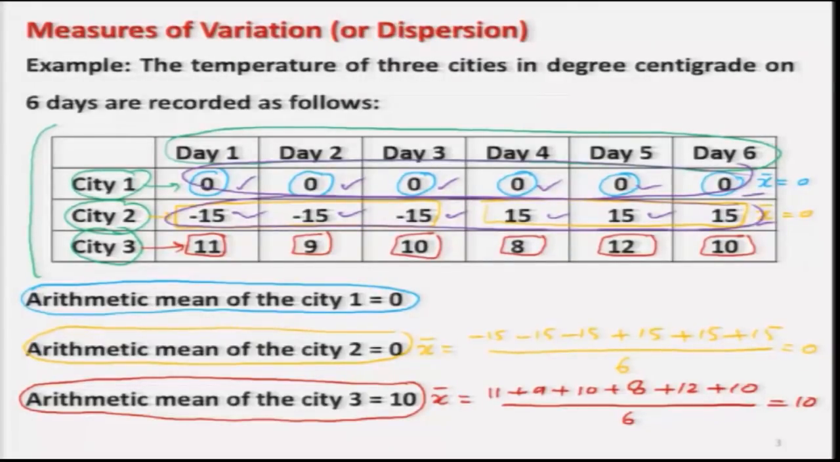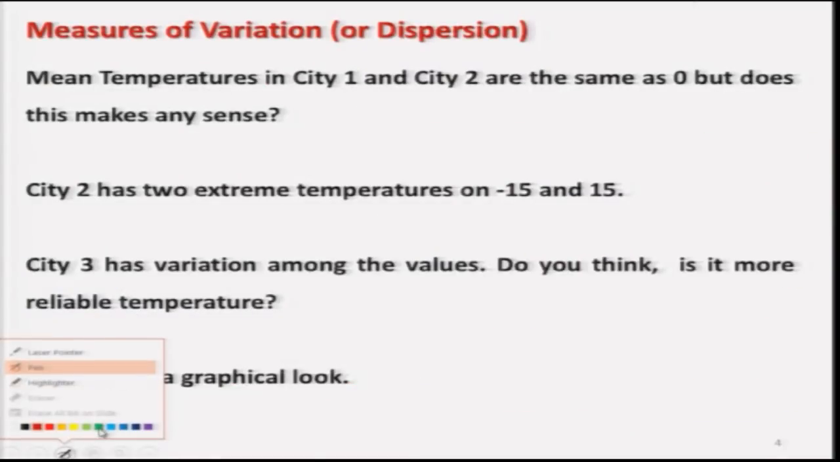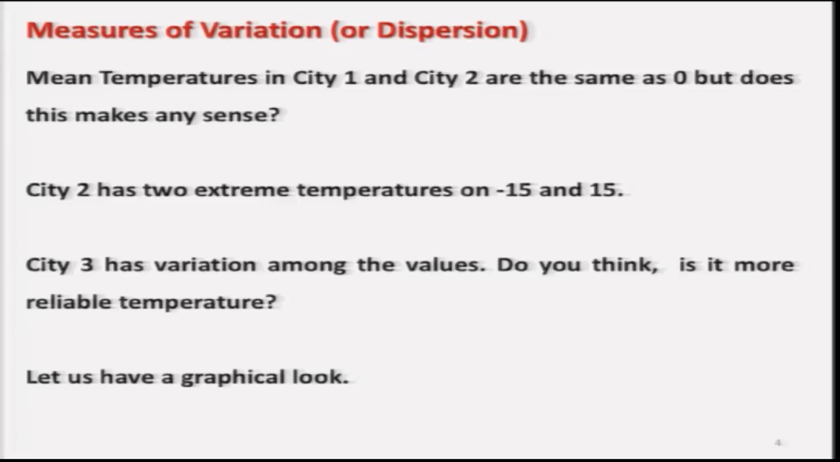So you can see in these three cities, I have artificially taken three different types of data sets and I am trying to find out their arithmetic mean. What you have to notice is that the arithmetic means in city 1 and city 2 are the same, but their data values are showing us different information. Now, can I say that since the mean temperature in city 1 and city 2 are the same, 0, the pattern of the temperature in both the cities is the same?